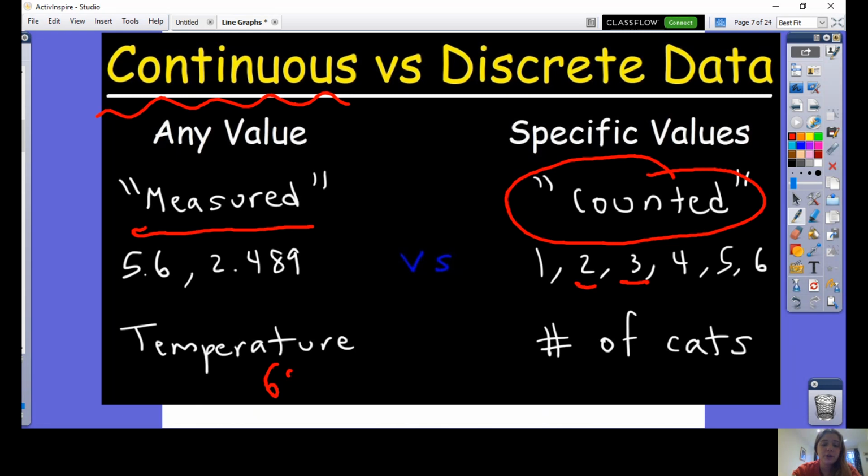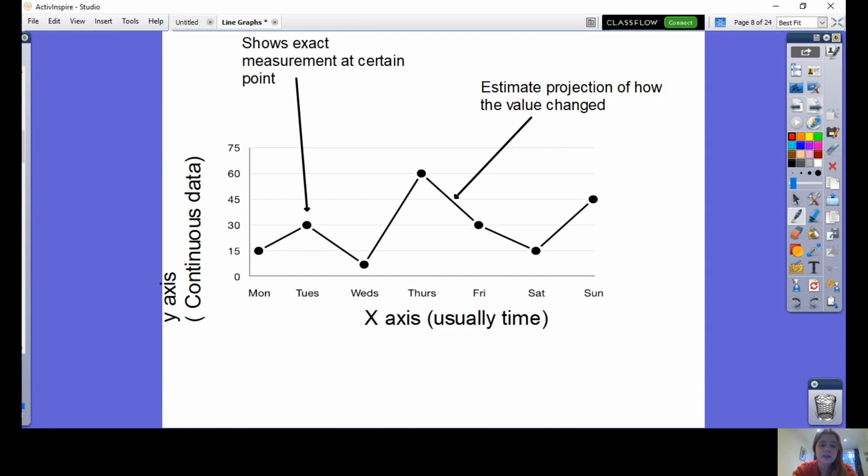For example, if the temperature on one day is 6 degrees and on the next day it's 7 degrees, it's had to travel from 6 to 7 and it's gone through every single degree in between. It's been 6.5, it's been 6.6. You cannot instantly turn from 6 to 7 degrees. So that maybe slow or maybe fast transition has to be accounted for. So continuous data is called continuous because it's continuously changing and we're seeing those values in between. In today's lesson, we're going to be looking at line graphs, and line graphs always represent continuous data.